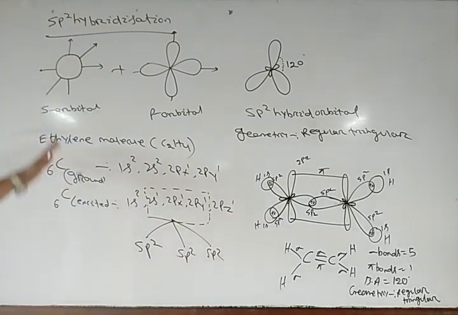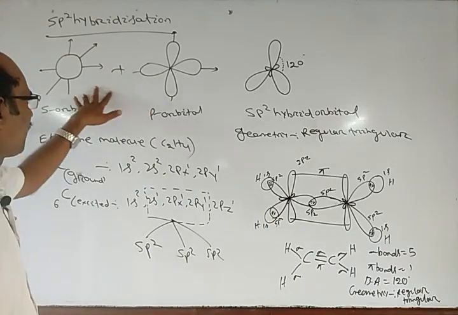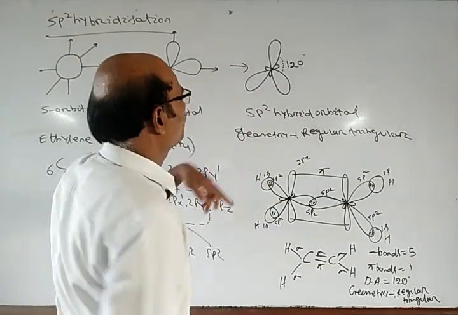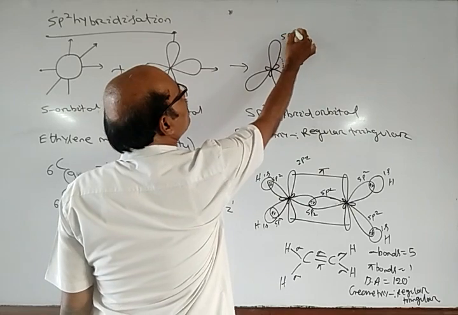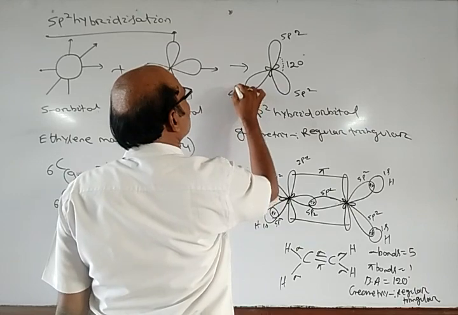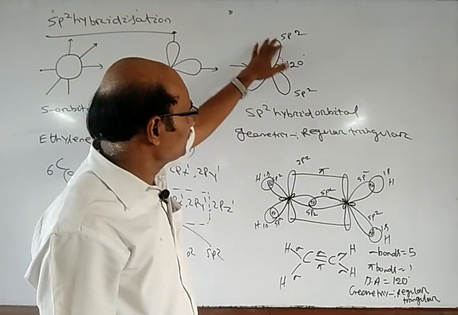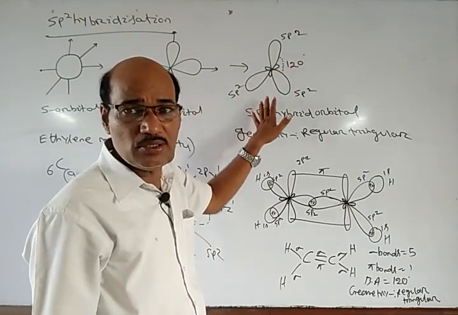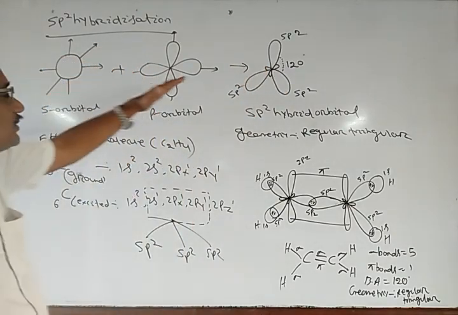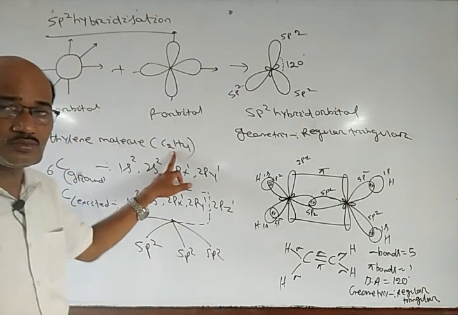Okay. Here you see one s and two p orbitals hybridized to form what? 3 sp2 hybrid orbitals. Okay. sp2, sp2, sp2, 3 sp2 hybrid orbitals. Now, these are arranged in space in a regular triangular manner forming a bond angle of 120 degrees. Now, this kind of hybridization is happening in what? In the ethylene molecule C2H4.